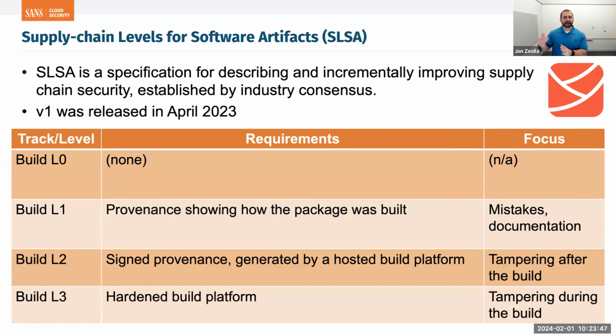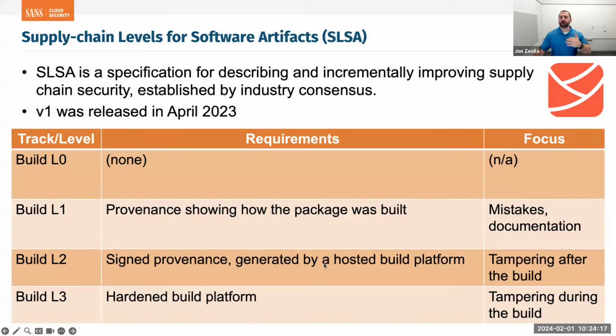Then there is a defined pathway to improve your software supply chain. Starting with provenance, what we just talked about is essentially the first step of SLSA. So build level 1, we've got provenance. And again, if you see the focus over here, it's very interesting. We're not actually trying to reduce tampering or attacks or things like that. It's more about mistakes. It's more about documentation, right? It's more about just baseline quality.